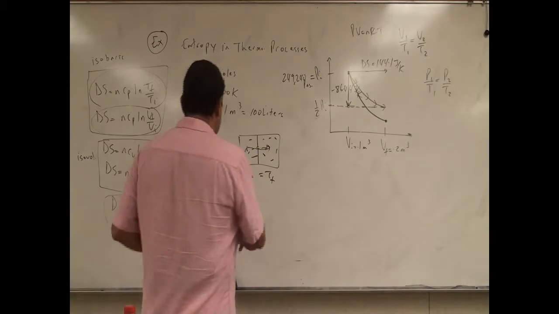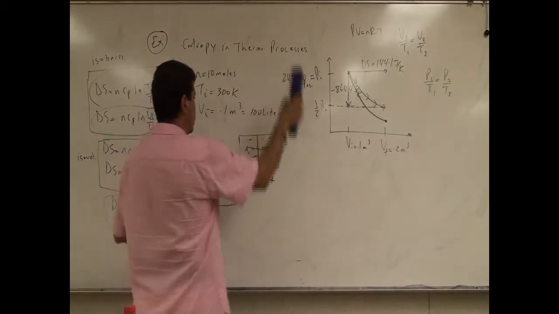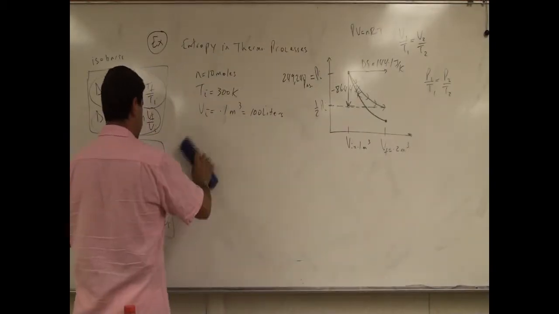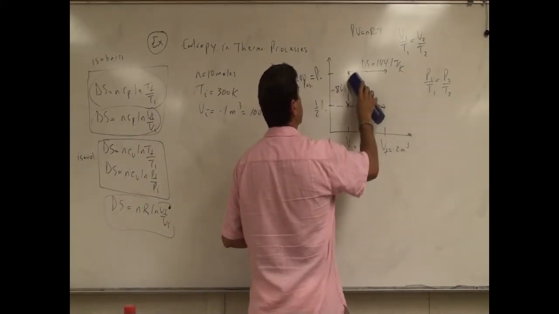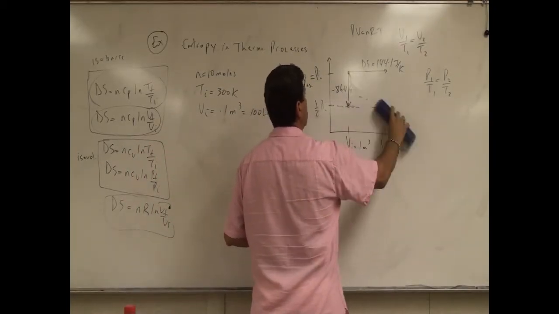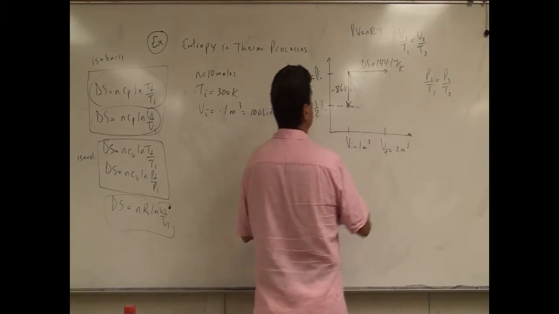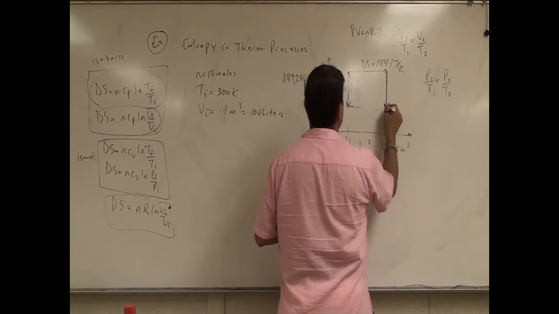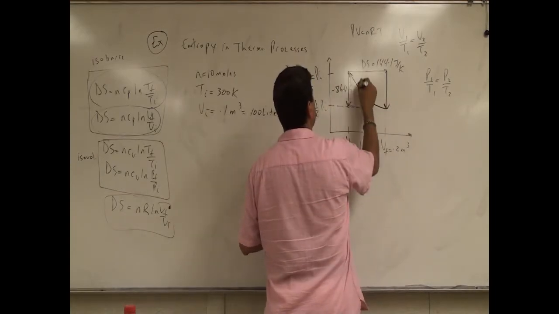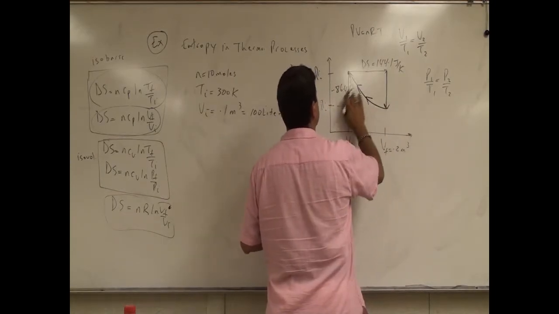Okay? Now let's make a whole cycle. Let's see what happens. Imagine now the gas goes isobarically, then isovolumically it goes down, then it goes this way isothermally, back to the origin.